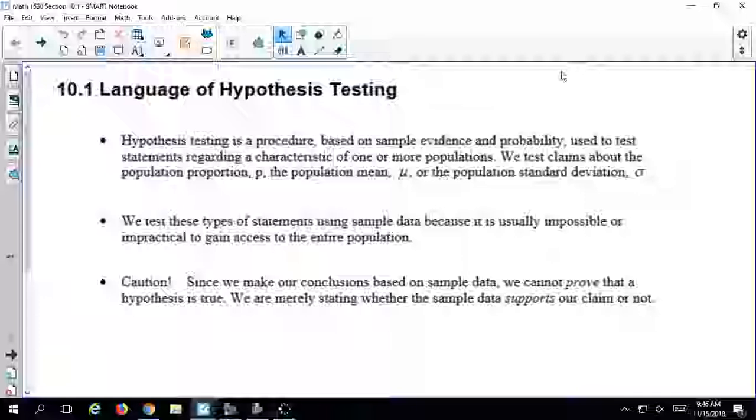So chapter 10 is called hypothesis testing. Hypothesis testing is a method for making a statistical argument. Okay?